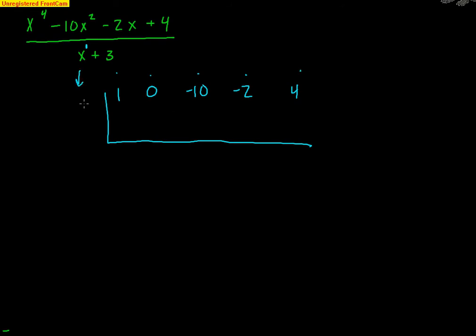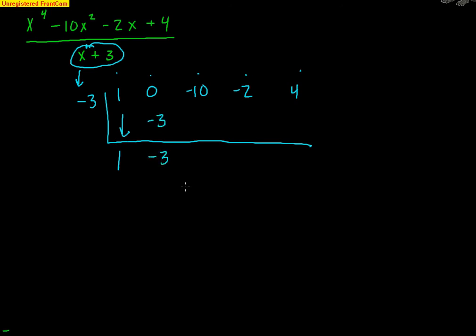Now down here, on the outside, goes negative 3. That's the 0 from the divisor. The number that makes the bottom 0 is what goes on the outside. Drop down the 1, that's first. Just drop that 1 straight down. Then you multiply. Negative 3 times 1 is negative 3. Now we add our columns.